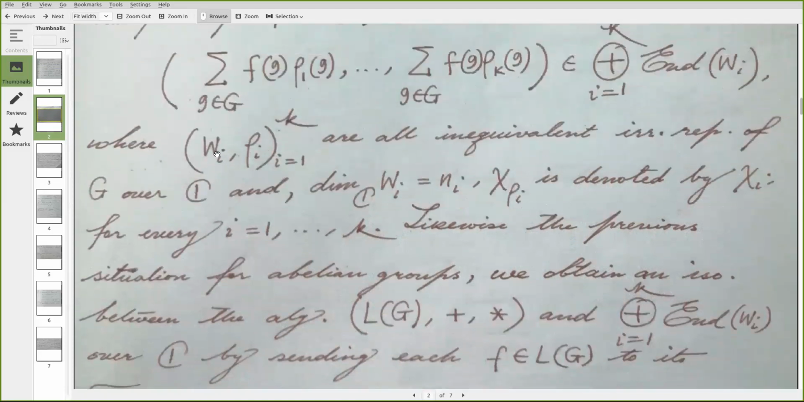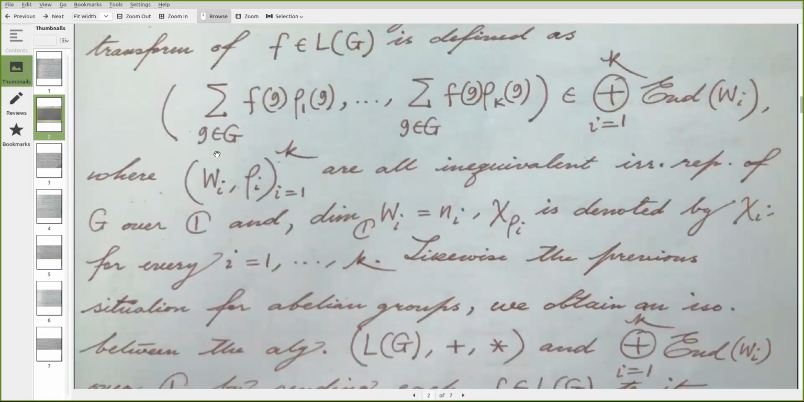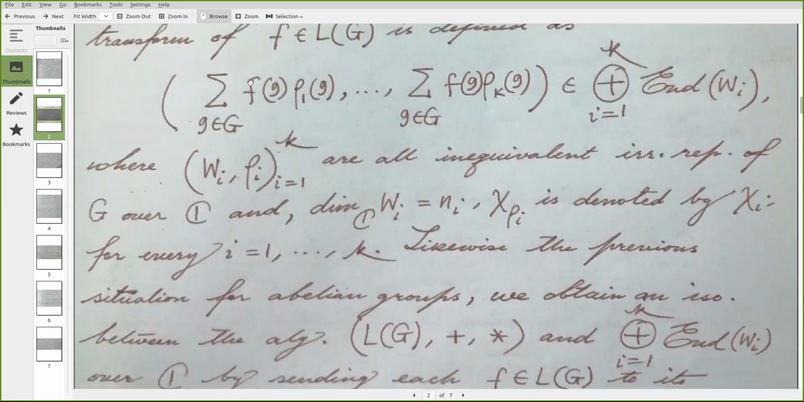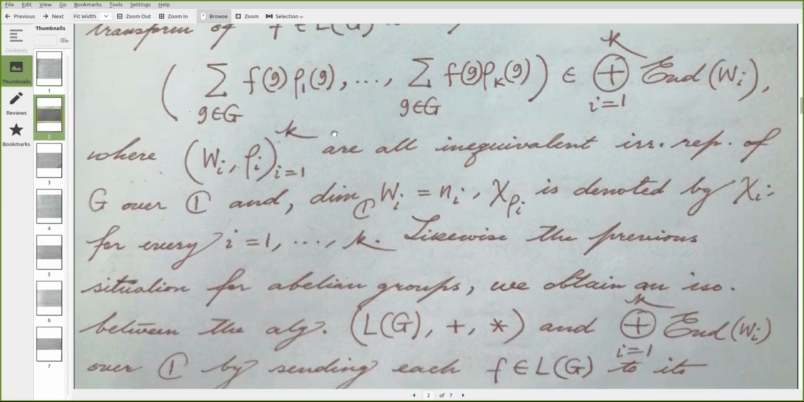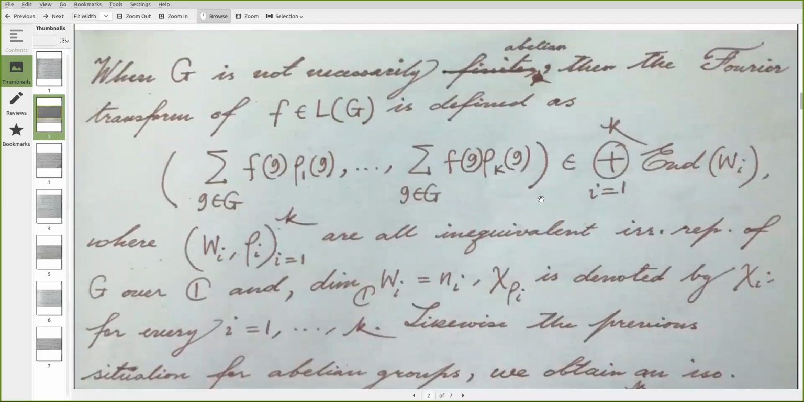So what I am saying is, suppose you assume G to be abelian, so that each rho i will be one dimensional, hence that can be identified with this character chi i. So in that case, it turns out to be the following: the ith component is the summation over g belonging to G of f(g) chi i(g). So that is what it becomes in that case.